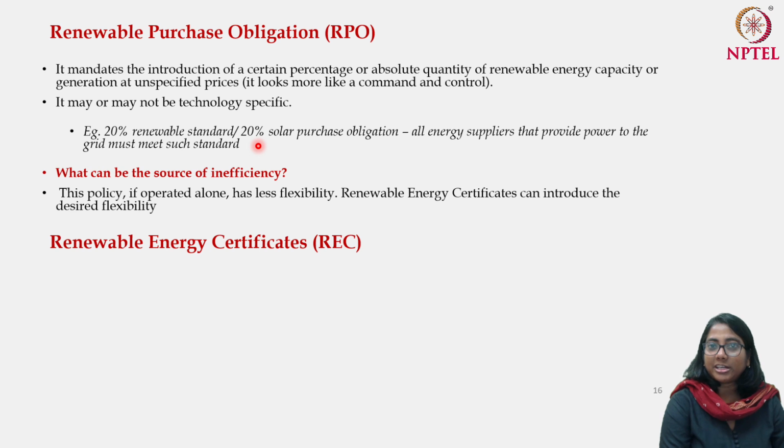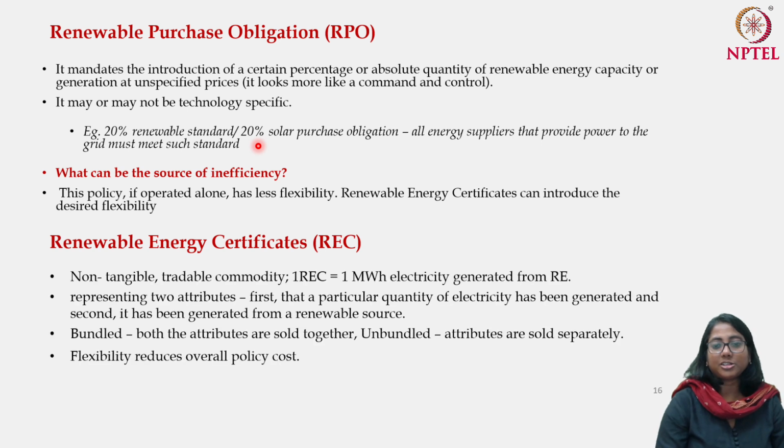So what does the renewable energy certificate do? These are the features of renewable energy certificates. If I get one renewable energy certificate, it means that I have produced one unit, that is 1 megawatt hour, of electricity, and I have generated it using renewable energy. This is a non-tangible and non-tradable commodity in the first place. So if I produce renewable energy, I am going to get the renewable energy certificate from the authority. Now you see this renewable energy certificate has two attributes present in it.